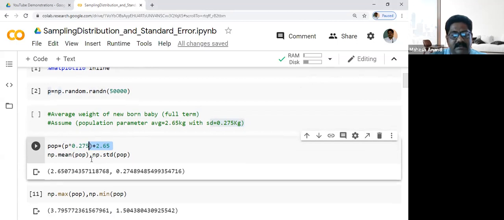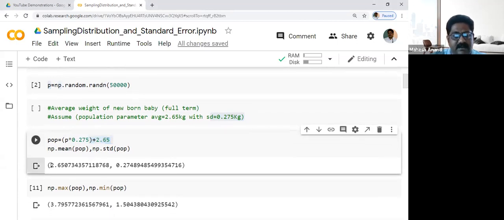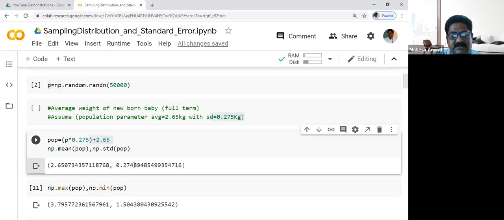So after simulating these 50,000 samples in the real world unit, you can see we have simulated very close to the real world unit. The mean of this population, I'm storing the result in the POP variable, is 2.65. And what standard deviation did we simulate? Close to 0.275, 0.2748. So 275 is approximately this.